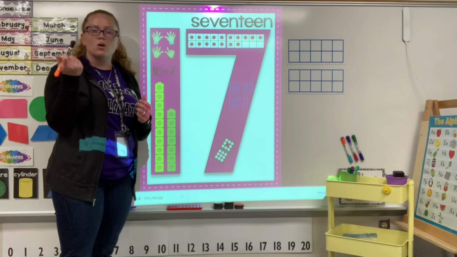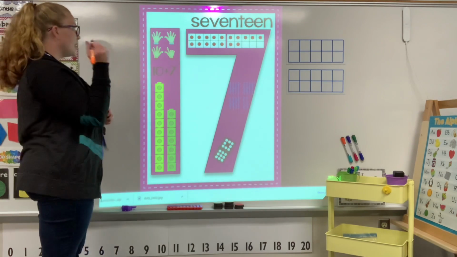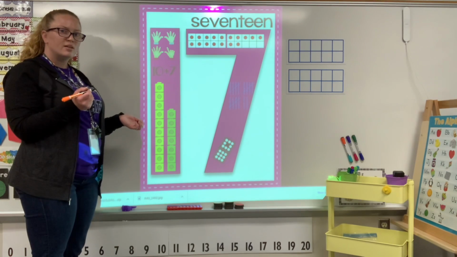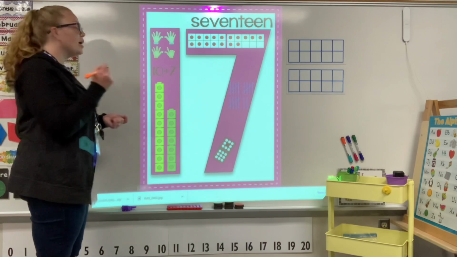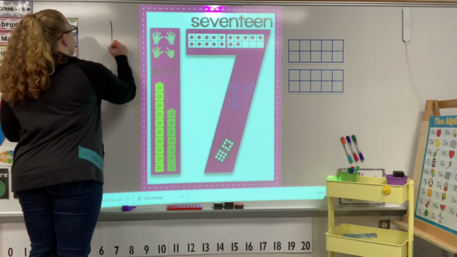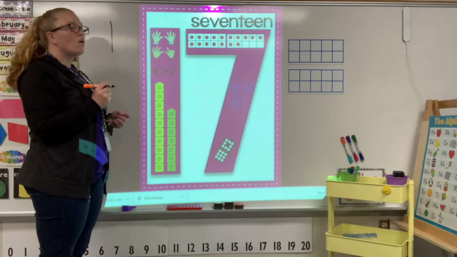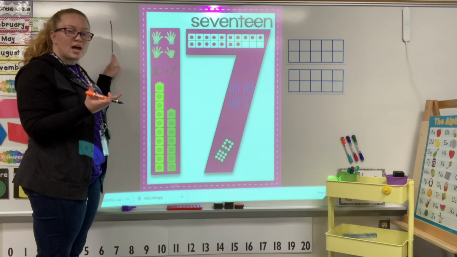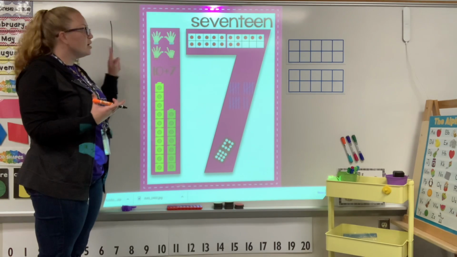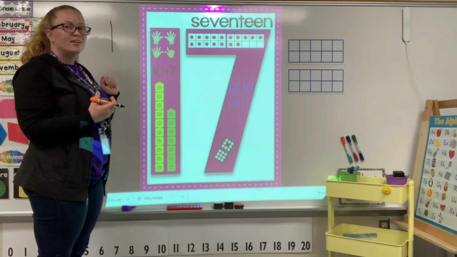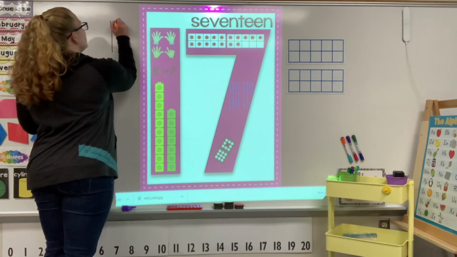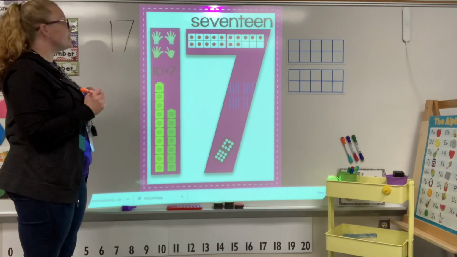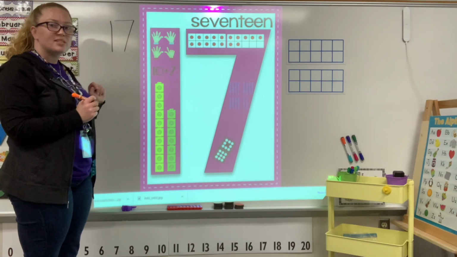Let's practice writing our number 17. I have my marker. What number comes first when I'm writing my number 17? Yes, my number 1 comes first. I need to write a number 1. All right, so I have my 1 that's representing my 10. What comes next? How many more after 10 make 17? 7. So now I'm going to write my number 7. And this is the number 17. I just wrote the number 17.